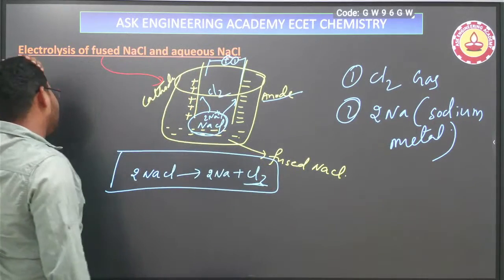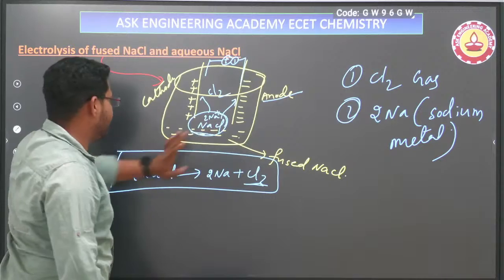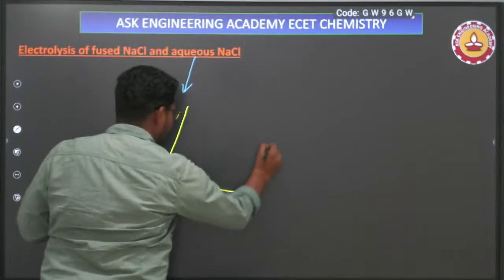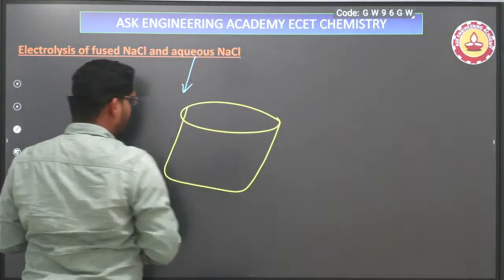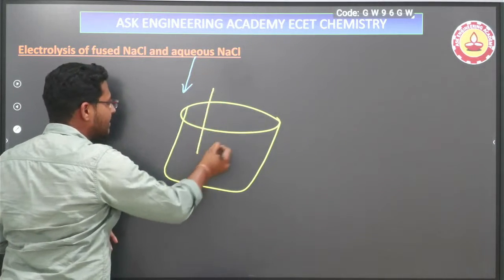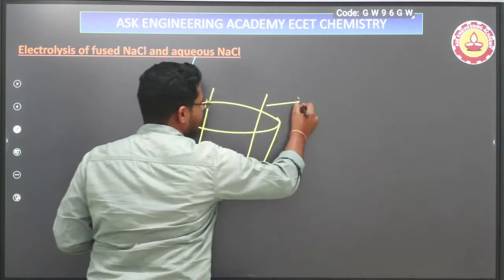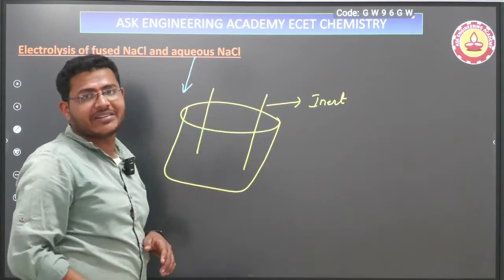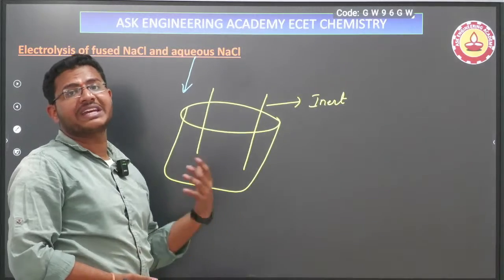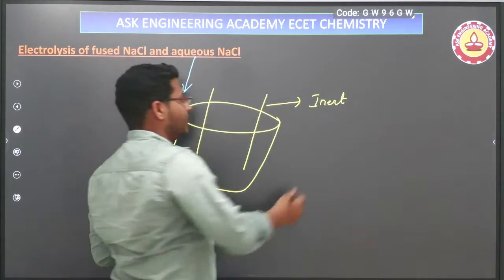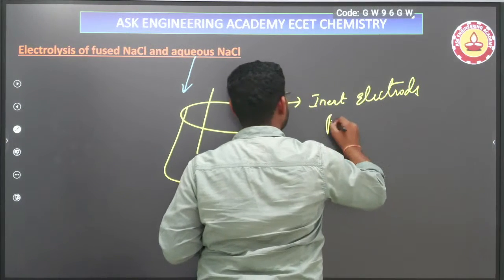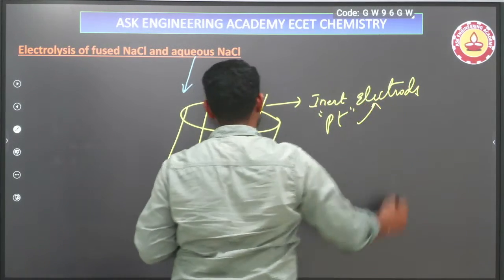In the case of aqueous NaCl, now there is NaOH here. Now see, this is aqueous NaCl. Similarly, same electrolysis chamber, there is no change in it, but here the electrodes are different. These are called inert electrodes. Inert in the sense these electrodes cannot react, they do not have the property of reacting. Examples for these electrodes are platinum electrodes, Pt.